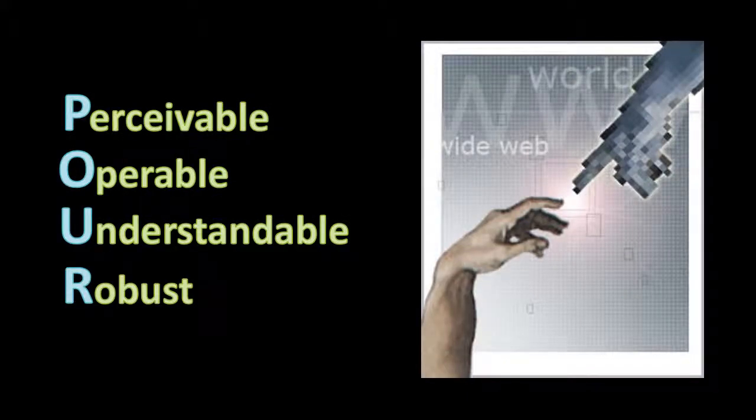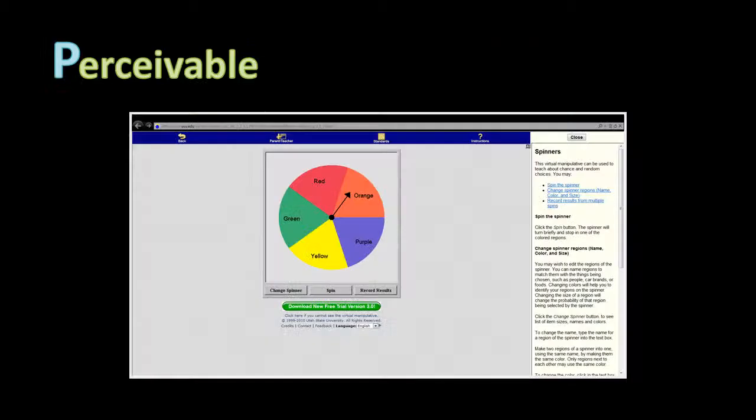Let's move on to our poor evaluation. Unfortunately, the National Library of Virtual Manipulatives totally fails perceivable information and user interface because it does not provide any alternatives for text or images, and the content cannot be presented in different ways.